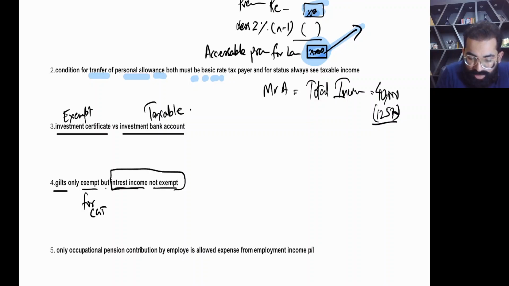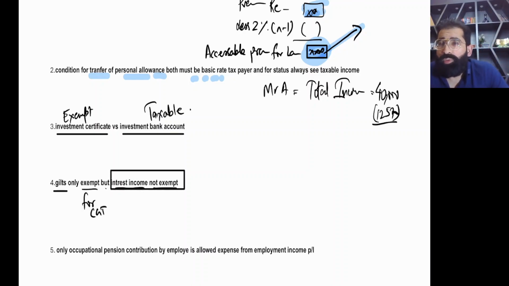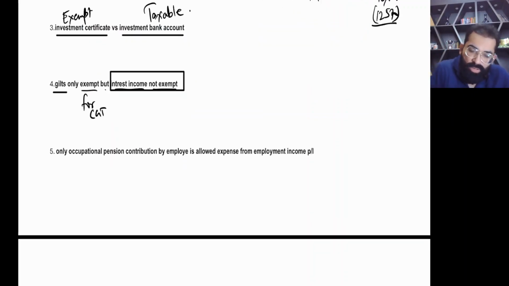Listen, hope you remember there was a topic in the course you studied, gilts. Government securities are exempt for CGT purposes. It's an exempt asset, but the interest income on gilts is not exempt. Then only occupational pension contribution by an employee is an allowed expense from employment income P&L.